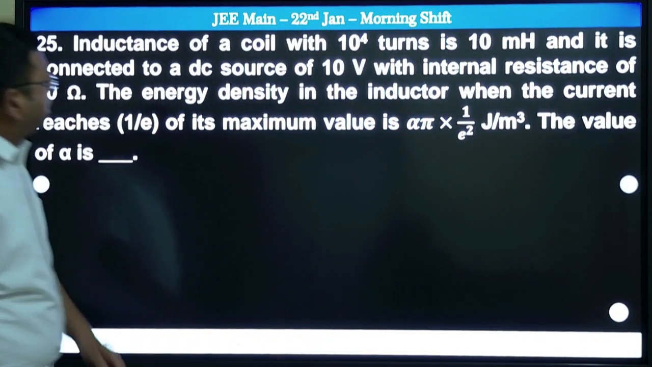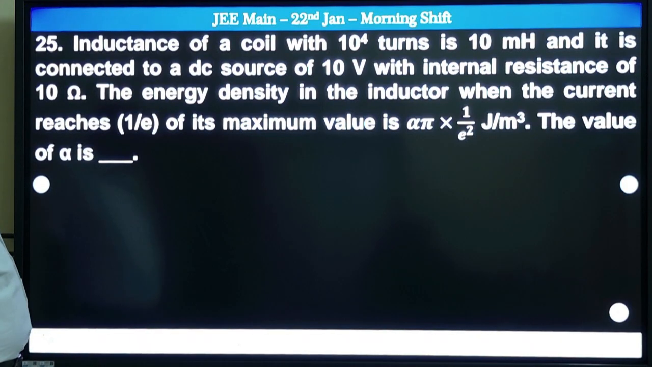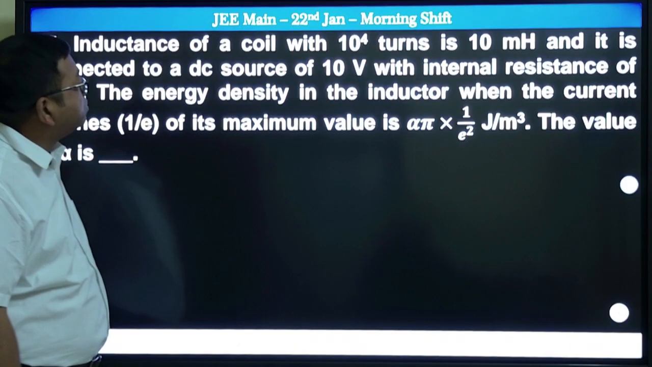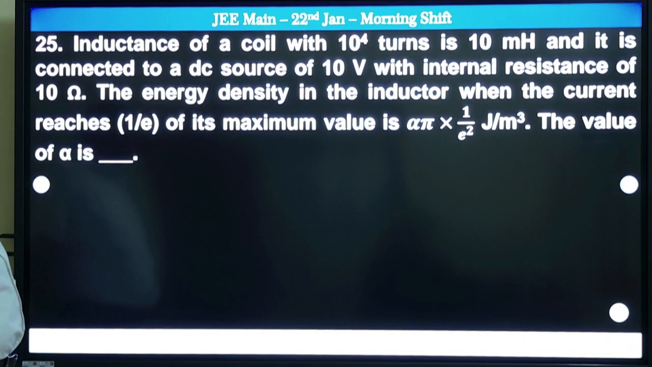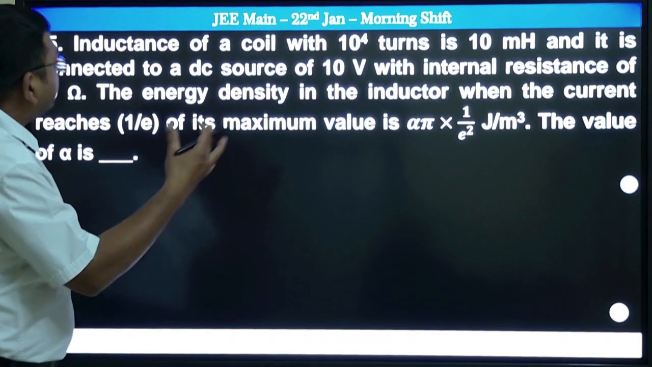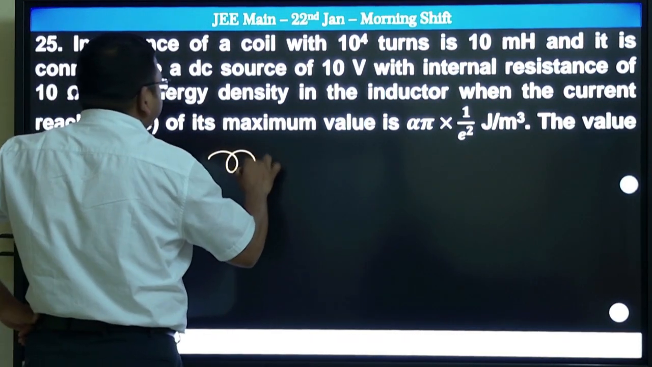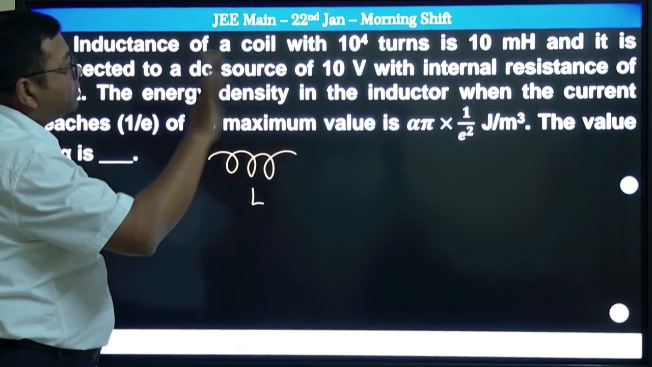Last question. The inductance of a coil with 10 to the power 4 turns is 10 millihenry and it is connected to a DC source of 10 volt with an internal resistance of 10 ohm. Find the energy density in the inductor when the current reaches 1 by e of the maximum. So what is this question? There is a coil, an inductor. L will be there, it has number of turns, and all these things are given.